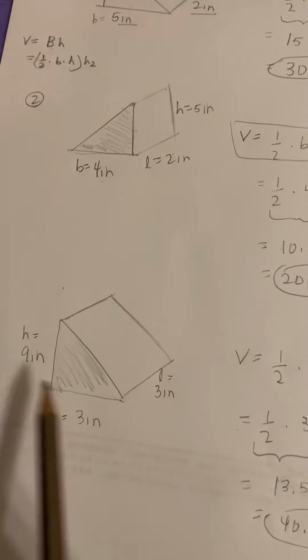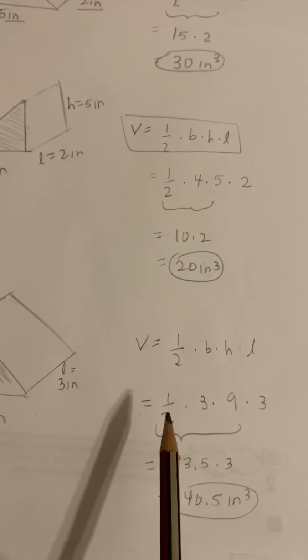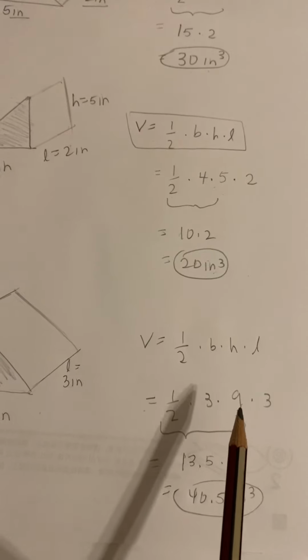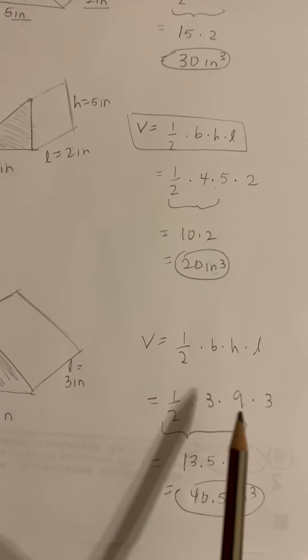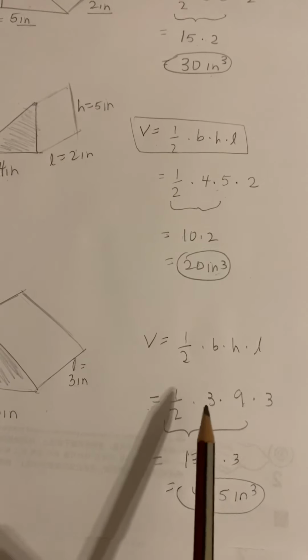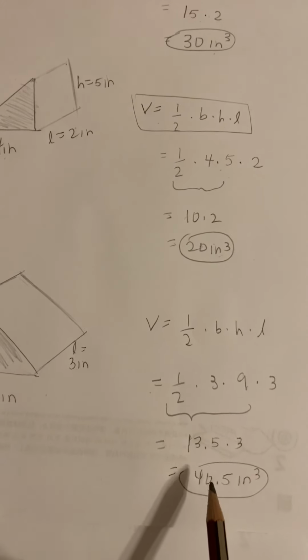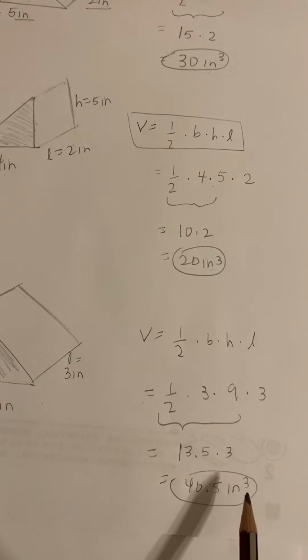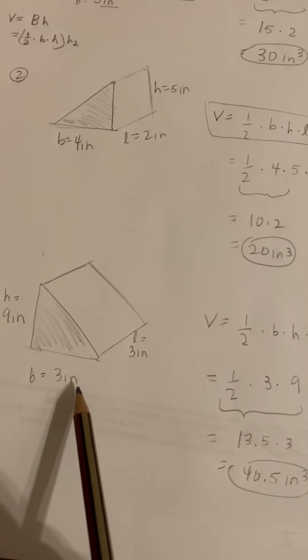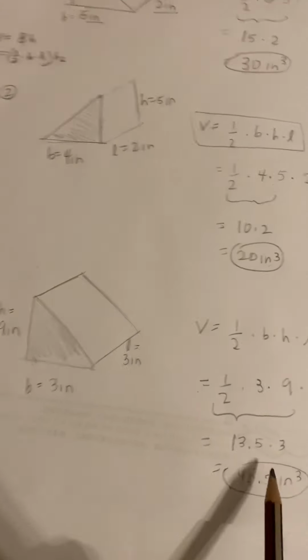Next, we'll plug in our numbers into the formula. 1/2 times 3 times 9 times 3. Well, 9 times 3 is 27, times 1/2 is 13.5, times 3 is 40.5 inches cubed. Again, we're talking about inches cubed.